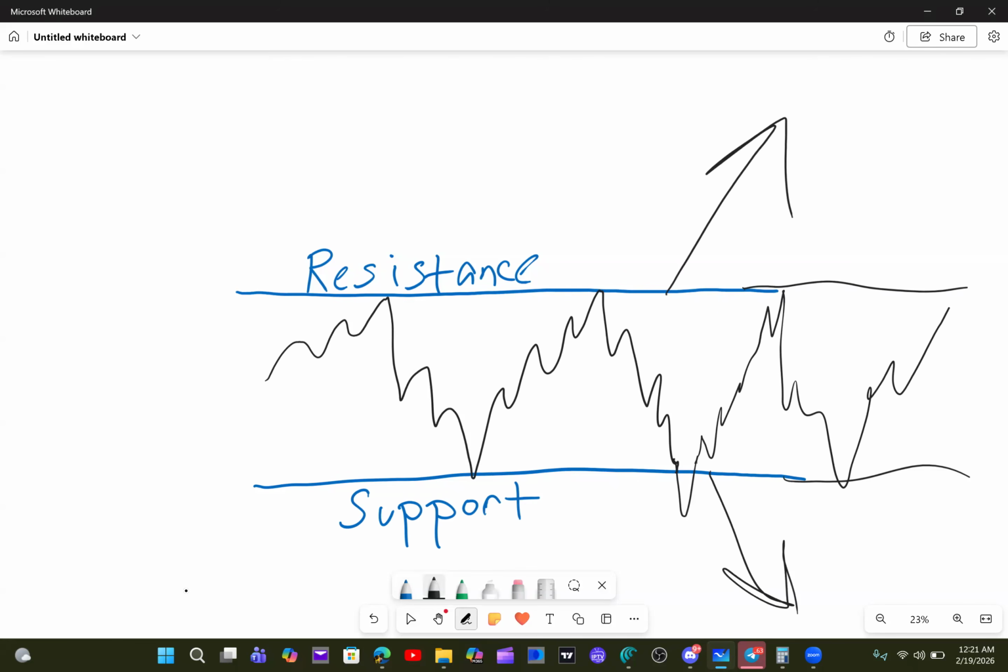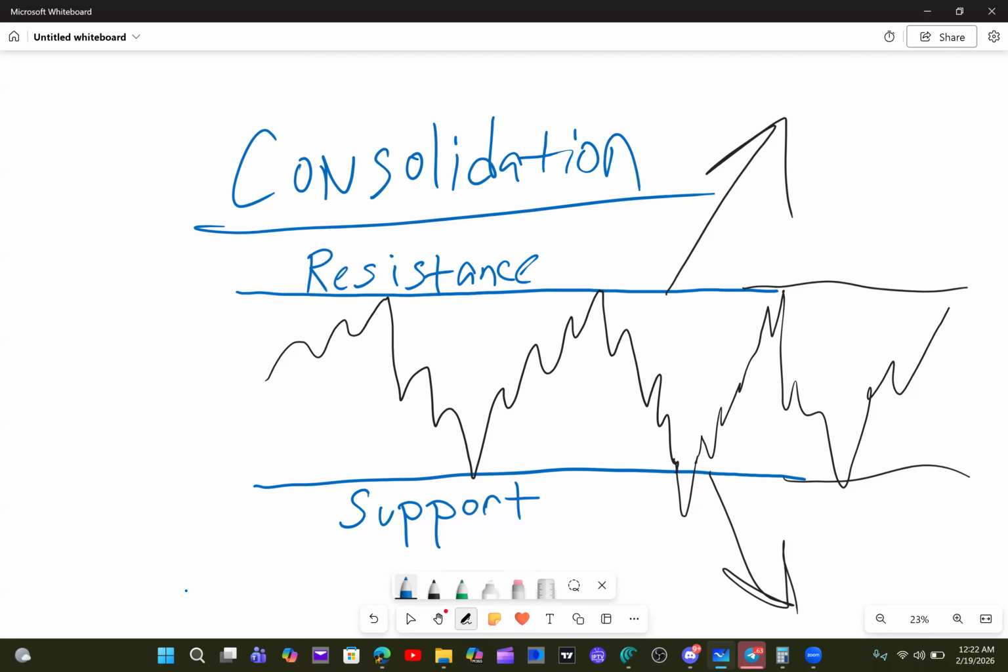We don't trade consolidation. We wait for price to break out of consolidation. If you try to trade consolidation, you will get smashed around. Your nerves are going to be bad. Price is going to be bouncing all over the place.